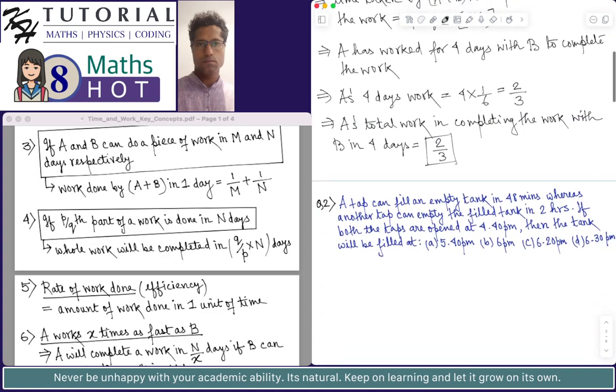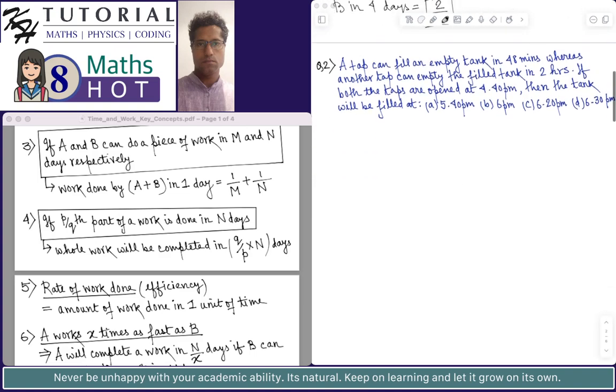Okay, let's do the next problem. A tap can fill an empty tank in 48 minutes, whereas another tap can empty the filled tank in 2 hours. Okay, so we have two taps. The first tap is an inlet and the second tap is an outlet. The first tap completely fills an empty tank in 48 minutes, and the second tap, which is an outlet, completely empties a filled tank in 2 hours. Now the time given is in hours as well as minutes.